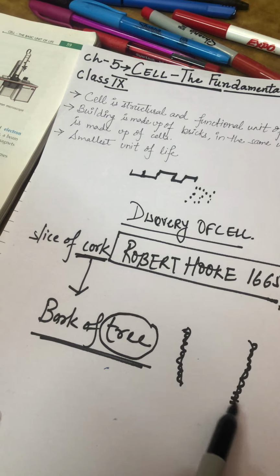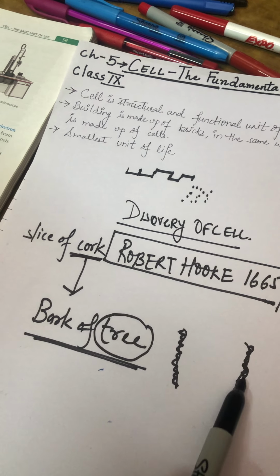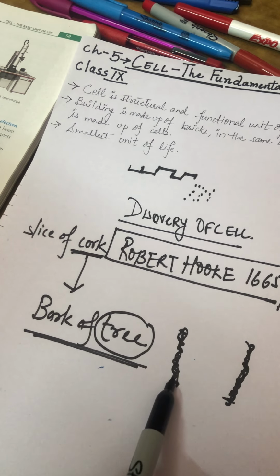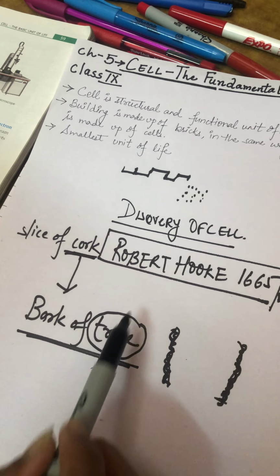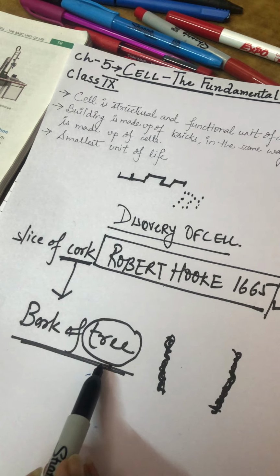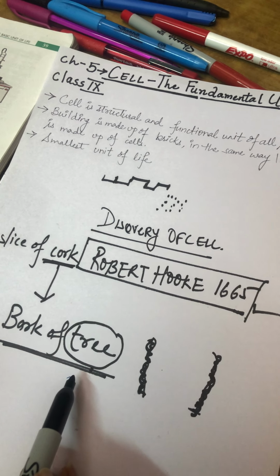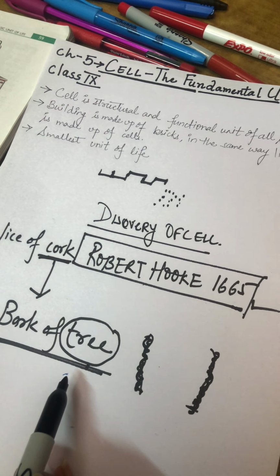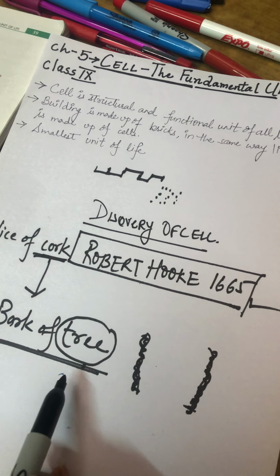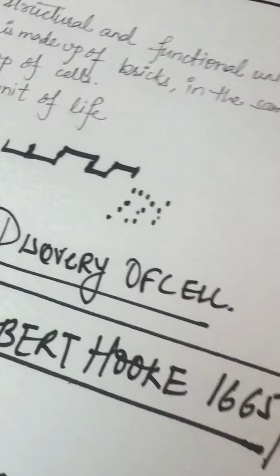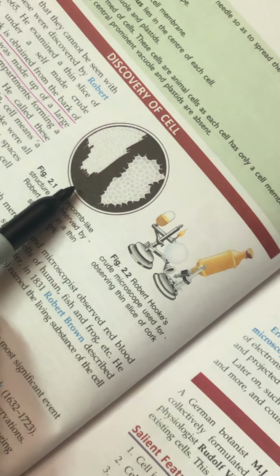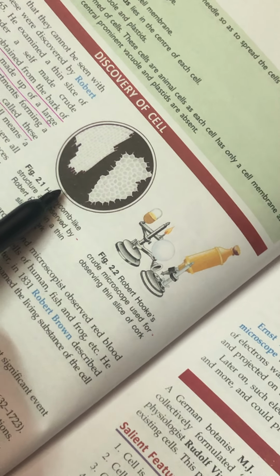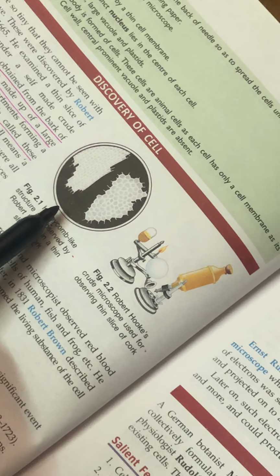So what Robert Hooke did, he studied this bark of the tree with the help of the crude microscope prepared by him, and he observed that it is made up of a number of boxes. It seems like this. A honeycomb-like structure was observed by Robert Hooke in the bark.